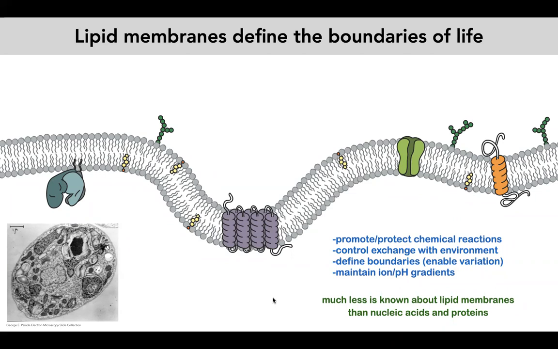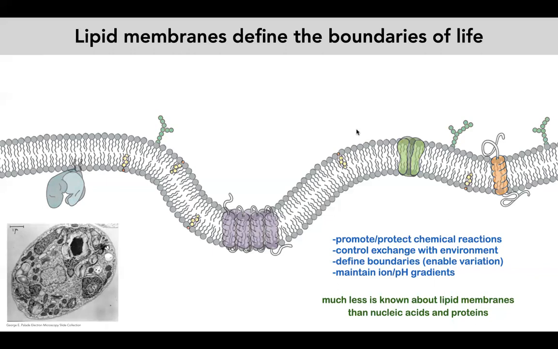evolution. But when we think about lipid membranes in current life, we know that they can promote and protect chemical reactions, they can control the exchange of matter with the environment, they can define boundaries, and very important and often not as much talked about, we had some nice talks about this before, is that they can maintain ion and pH gradients.